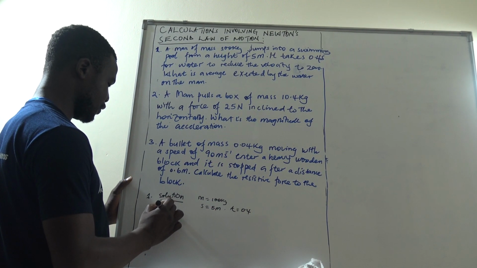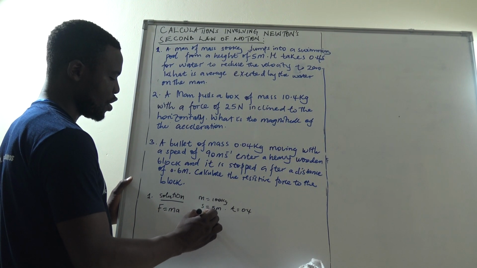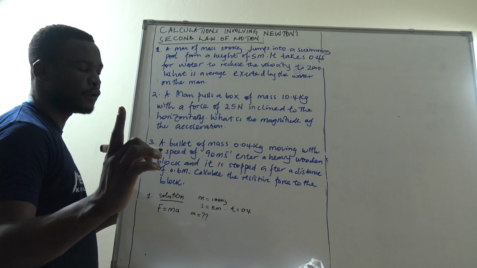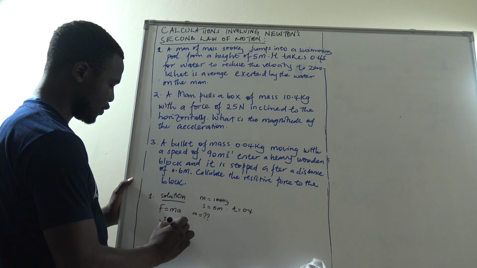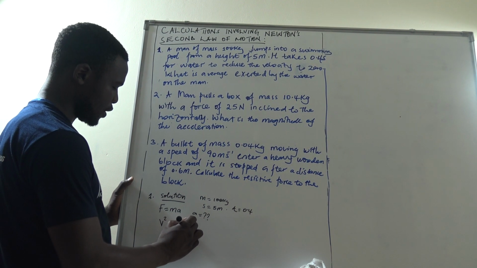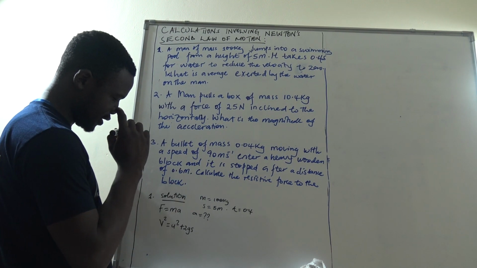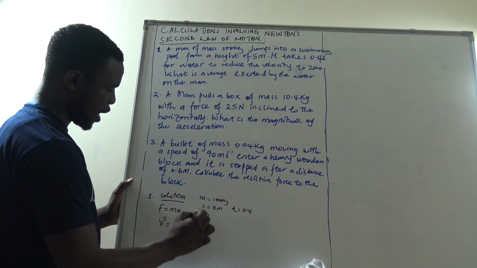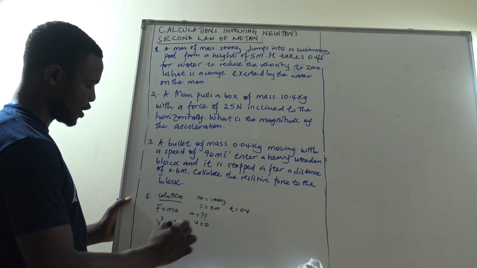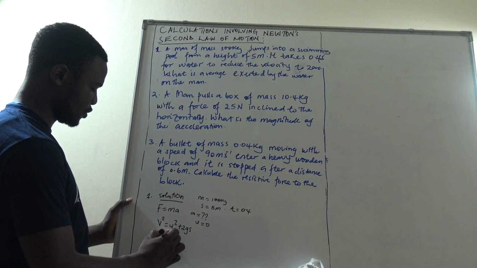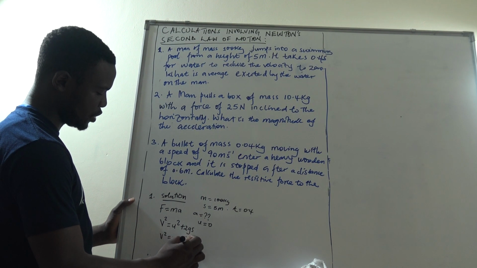We know that force is equal to ma. But the question is, do we know a? We do not know a, but we know that v squared is equal to u squared plus 2gs. What is u? In this case, this man was jumping, meaning his initial velocity was 0. So if his initial velocity was 0, it means that this is 0 squared plus 2gs.